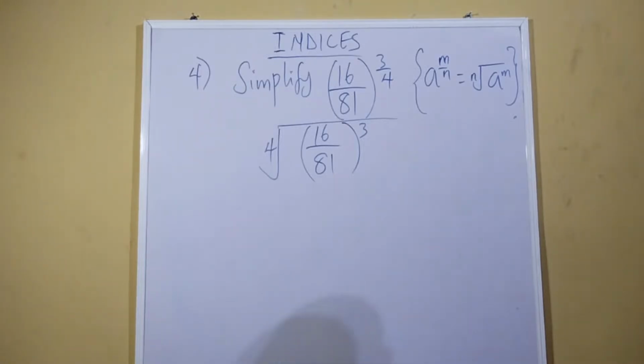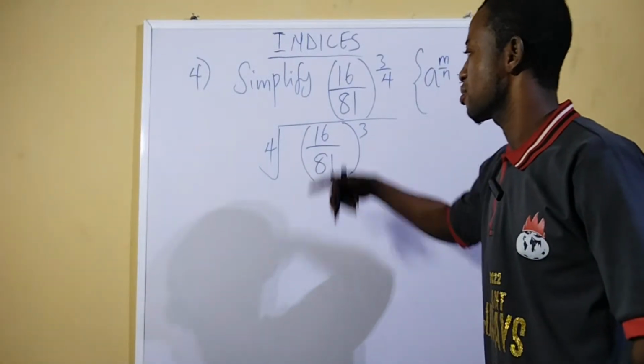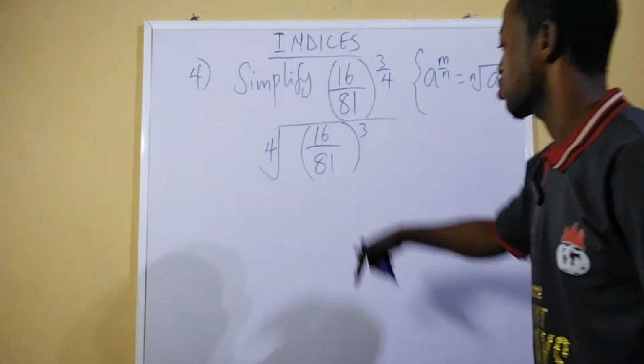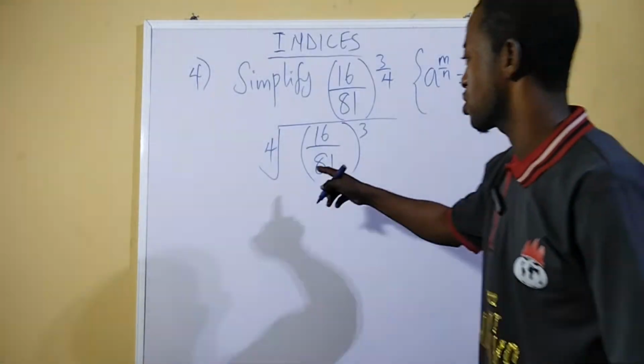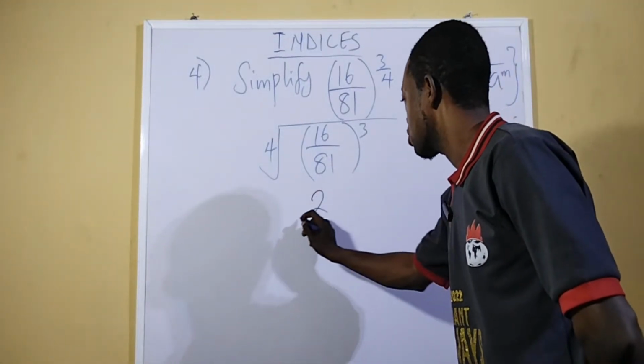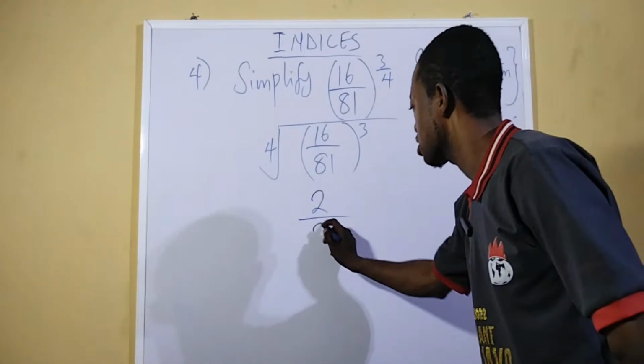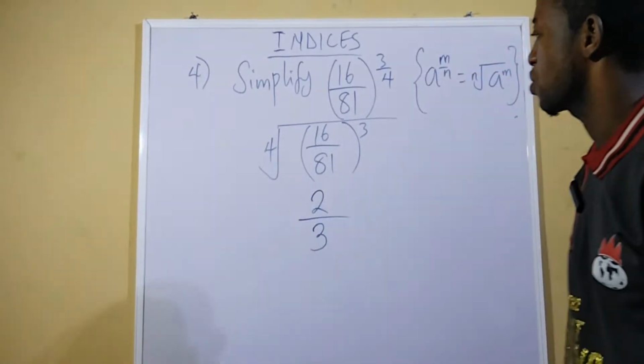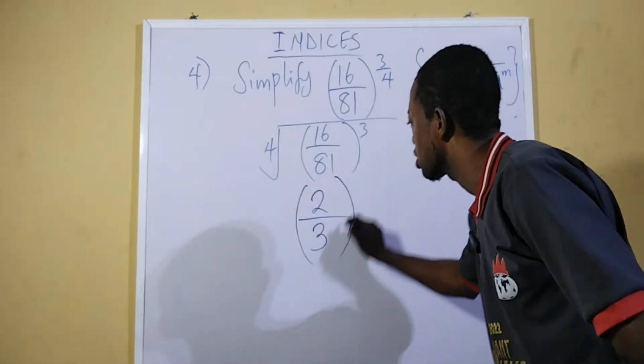And the 4th root of 16 is 2. 2 multiplied by itself 4 times gives us 16. And the 4th root of 81 is 3. 3 multiplied by itself 4 times gives us 81. Then all raised to power 3.